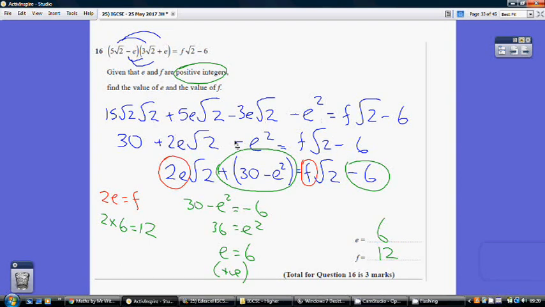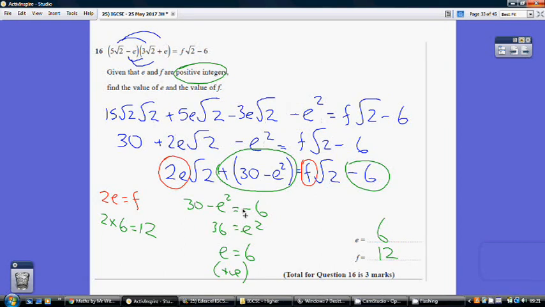Now if we then go and rearrange the left hand side to have our root 2 term first, so 2e root 2, and our non-root 2 term second, so that's 30 minus e squared, we can now do what's called equating coefficients. This number in front of the root 2, this coefficient in front of the root 2, must equal this coefficient in front of the root 2, so we know that 2e equals f. And secondly, this second term here must equal this second term here, so 30 minus e squared must equal minus 6.